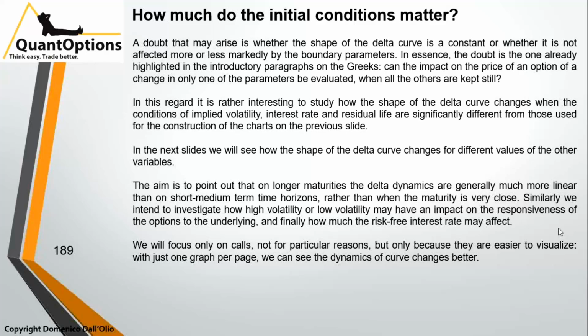The aim is to point out that on longer maturities, the delta dynamics are generally much more linear than on short and medium-term time horizons, or when the maturity is very close. Similarly, we intend to investigate how high or low volatility may impact the responsiveness of the options to the underlying, and finally how much the risk-free interest rates may affect it. We will focus only on calls, not for particular reasons, but only because they are easier to visualize. With just one graph per page, we can see the dynamics of curve changes better.